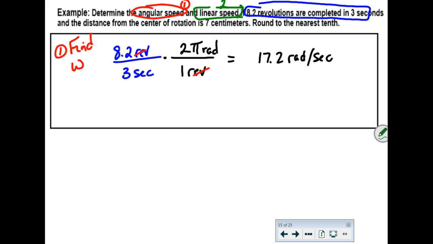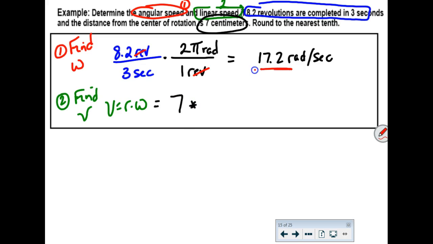All right, so step 2. Now we're going to use that angular velocity to find the linear velocity, because we're going to use the formula, which is r times omega. Somewhere in my problem, we were told a radius. Did you find it? The distance from the center of rotation is 7. That's the definition of a radius. So 7 centimeters times this angular velocity you just found comes out to approximately 120.2.